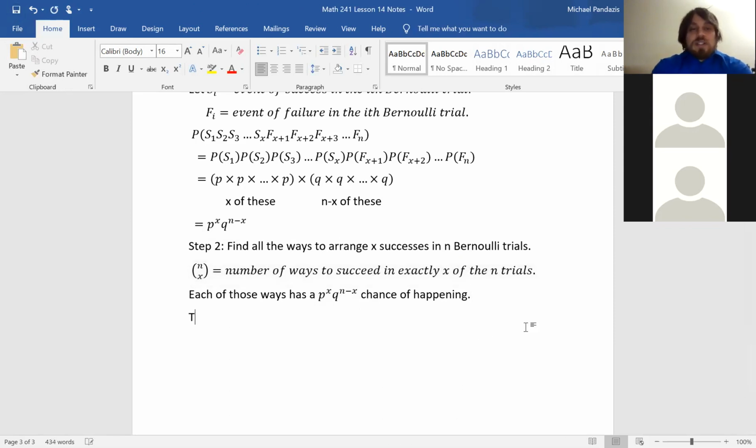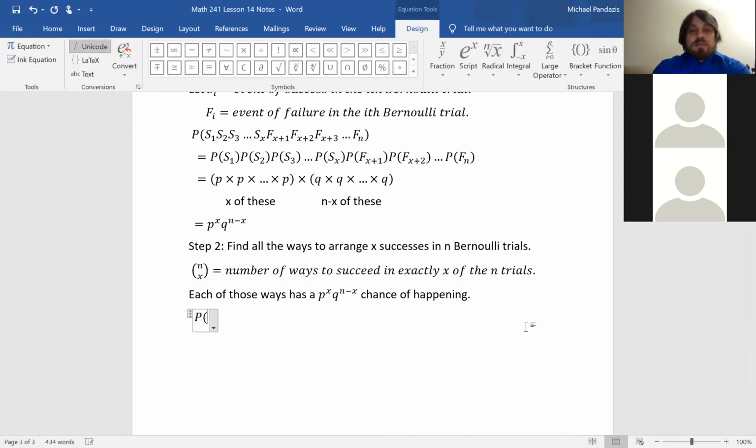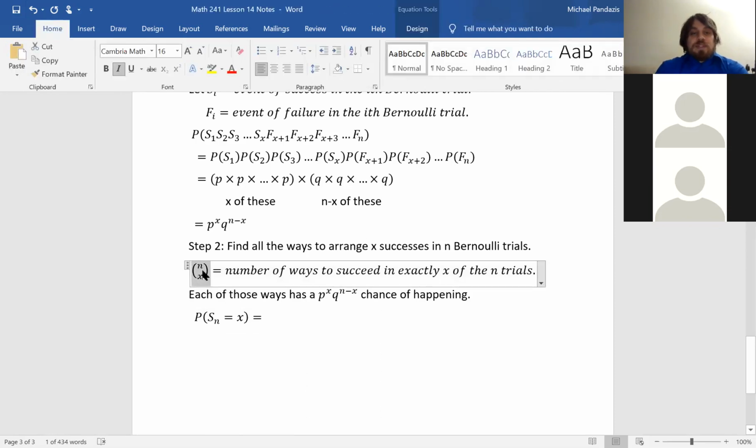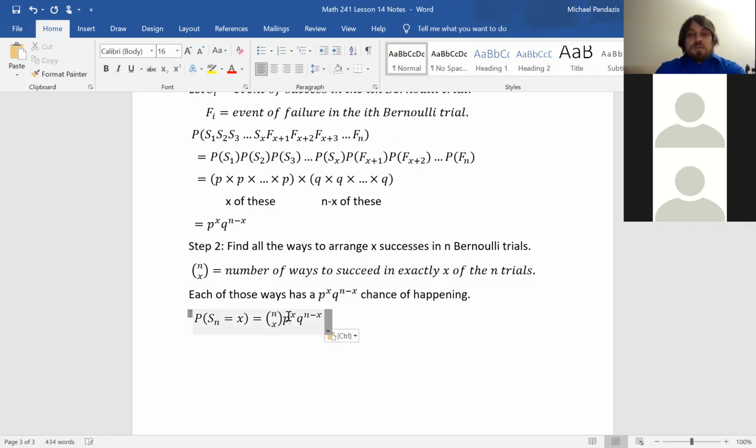And so the value of the probability that S sub n equals x, the probability that in n Bernoulli trials you have exactly x successes, is equal to the number of ways you can choose x of those trials to be successes out of the total n, times the probability that each choice of exactly x successes has, which is p to the x, q to the n minus x. That's the probability.